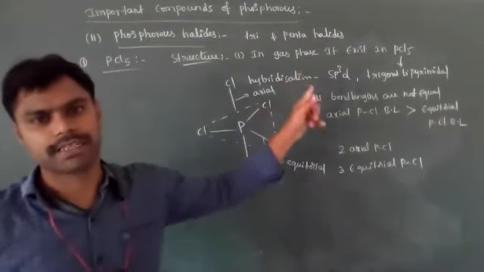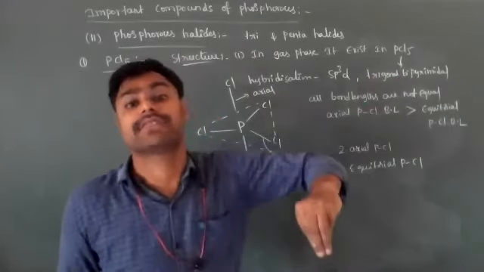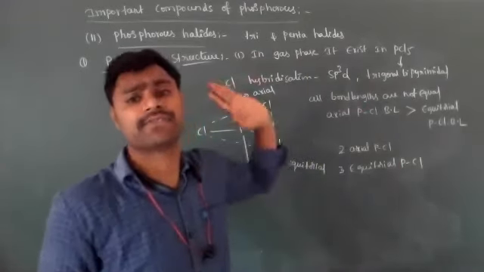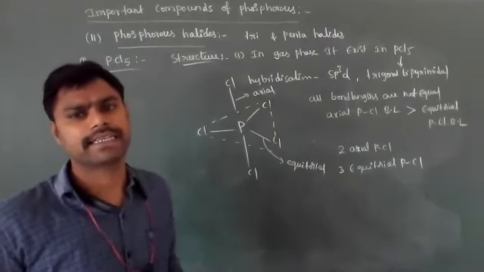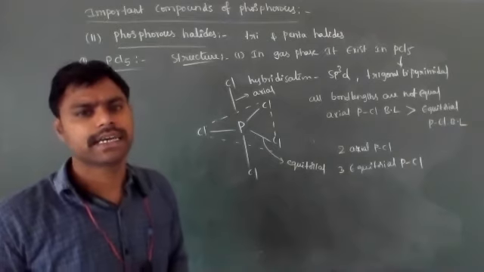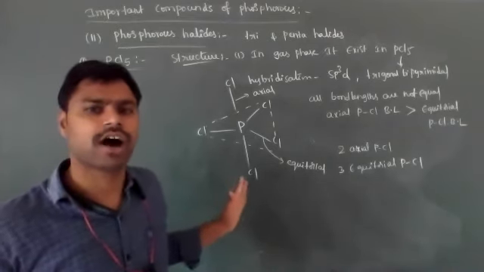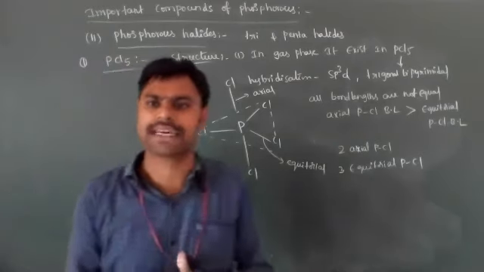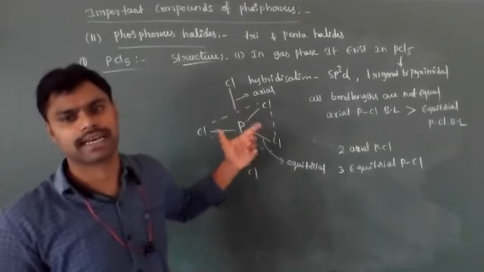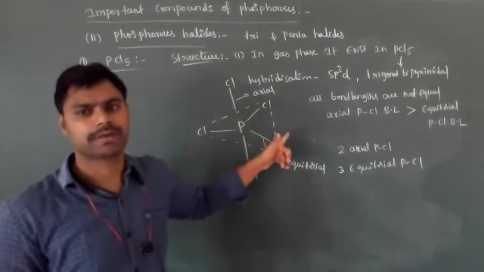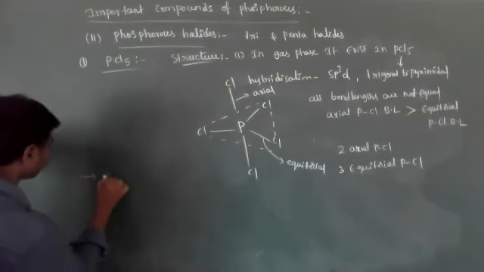So in gas phase, phosphorus pentachloride exists in PCl5 form. Its hybridization is sp3d and geometry is trigonal bipyramidal. In gas phase, all phosphorus-chlorine bond lengths are not equal. The 2 axial phosphorus-chlorine bond lengths are larger than the 3 equatorial phosphorus-chlorine bond lengths. Next one is in solid phase.